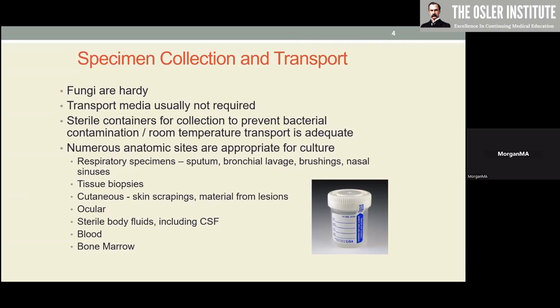Fungi are very hardy organisms. They are not difficult to grow or transport, so you do not have to have any special transport media. You just need to use sterile containers and transport at room temperature. There are, of course, numerous anatomic sites that are appropriate for fungal culture, and I've listed those on this slide.